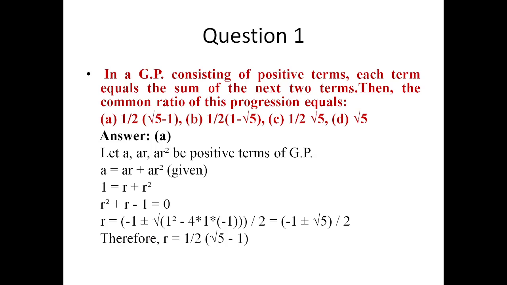Suppose there are three terms. As we know in a GP, let the first three terms be a, ar, ar square. Now it is given that each term is equal to the sum of the next two terms. It means a = ar + ar square. Take a common out from the RHS, then we will get 1 = r + r square.